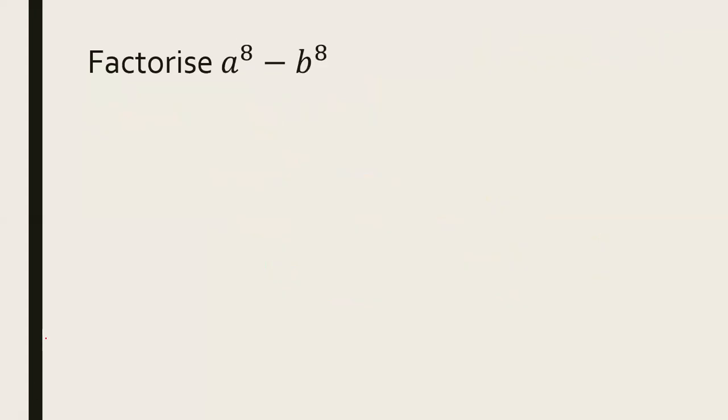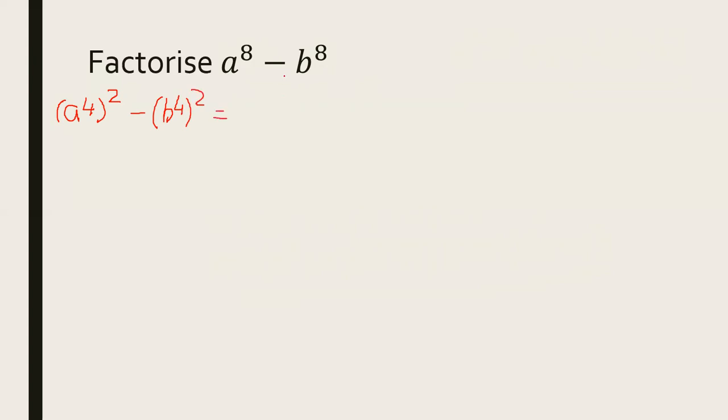Factorize a to the power 8 minus b to the power 8. We need to simplify every term. a to the power 8 becomes a to the power 4 squared minus b to the power 4 squared.